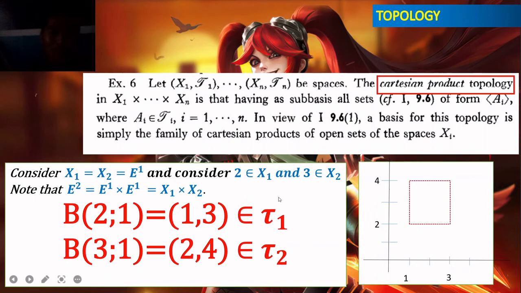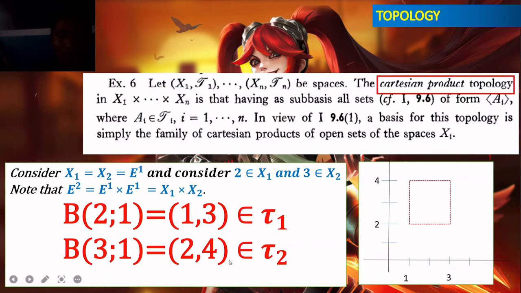Okay, the open interval (1, 3). Then for 3, it is in X2. So if it is in the space X2, it is in tau 2. So 3, 1. So (2, 4), since the radius is just 1. So this is the open interval containing 3 with radius 1, which is the open interval (2, 4).